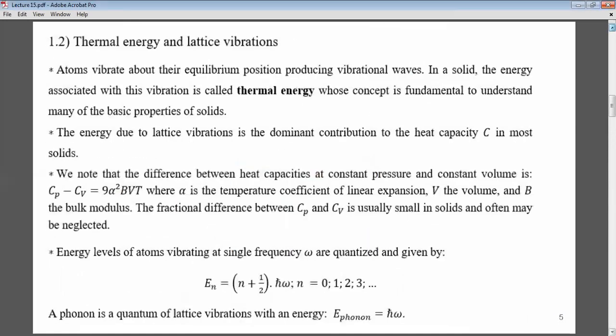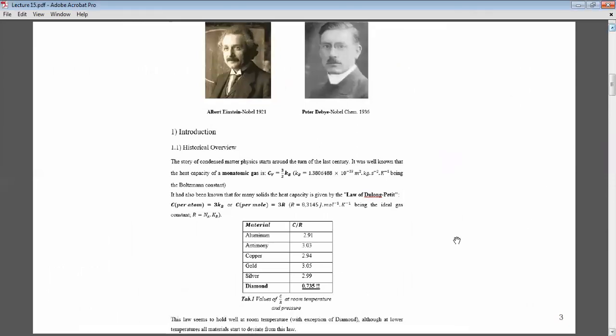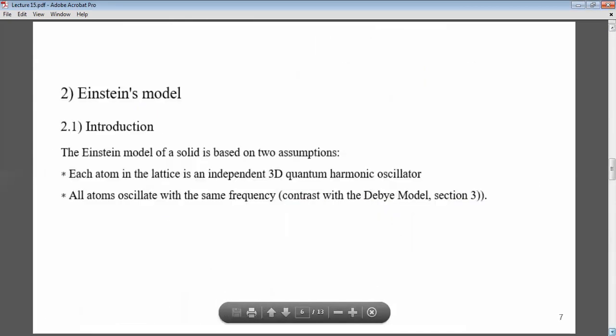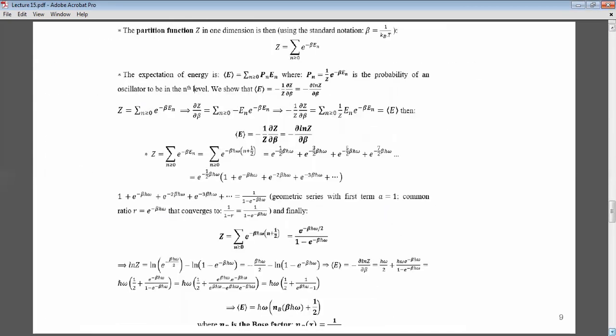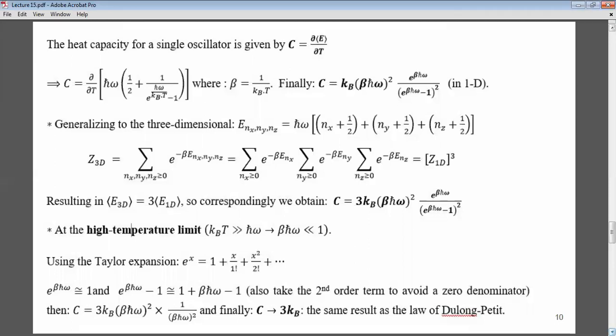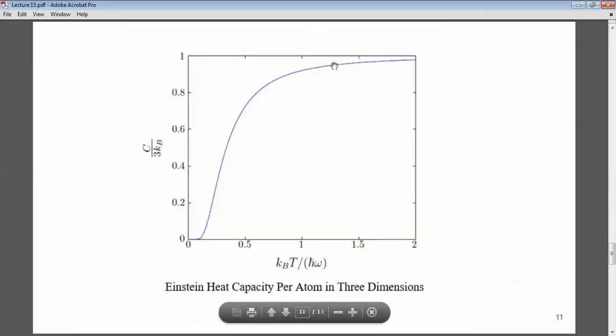The law of Dulong-Petit is that C is 3 kB. This is true at room temperature, and what Einstein did is true at low temperature. At high temperatures, notice that it is a straight line. It is constant. C over 3 kB is constant.